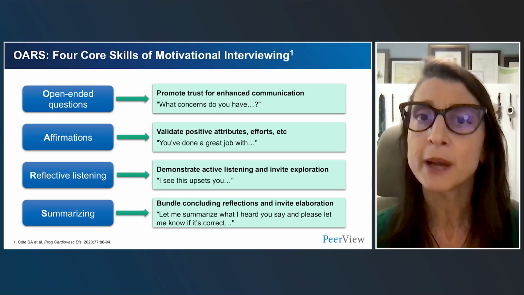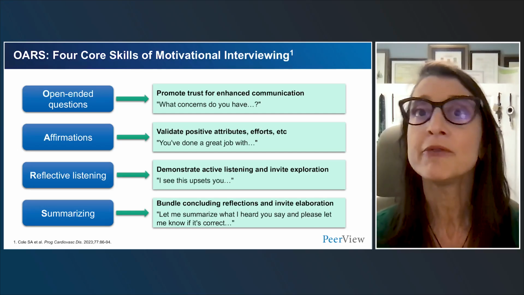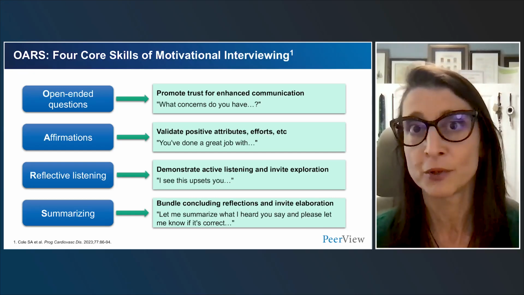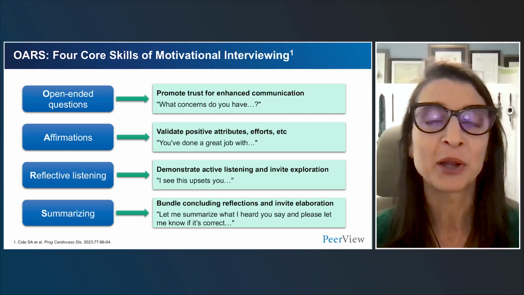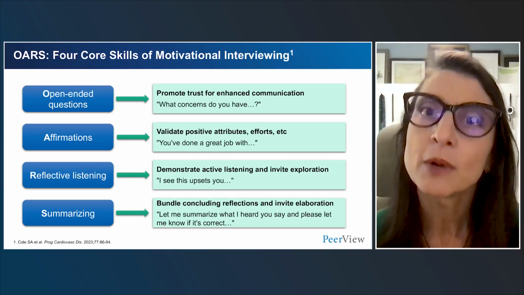again, trying to find something positive about what the patient has succeeded with since their last appointment, even if it is just coming in today when they felt that everything was just lost since the last appointment. And then, of course, the reflective listening, validating what they have to say.